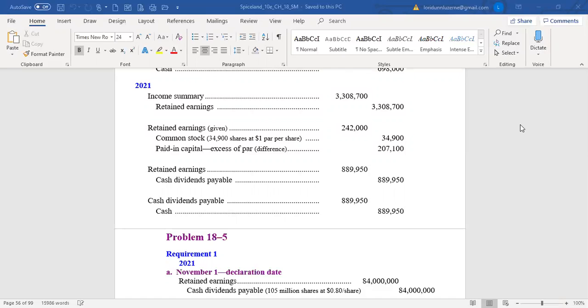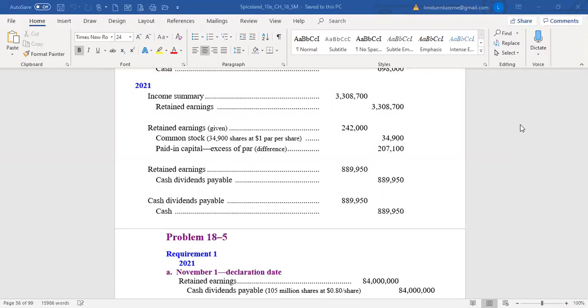So 105 million shares times 80 cents a share, the total amount of cash that will be paid, 84 million. It's not being paid today. It's just saying we're going to pay it in the future. So today, after we debit retained earnings to reduce the earnings available to be paid as a dividend, we credit cash dividends payable, a liability account.